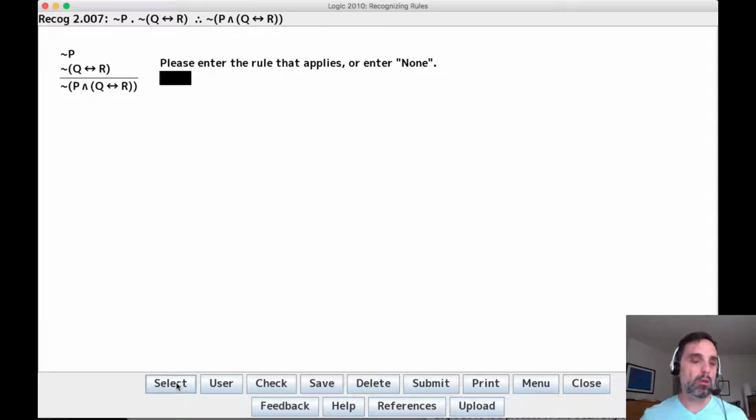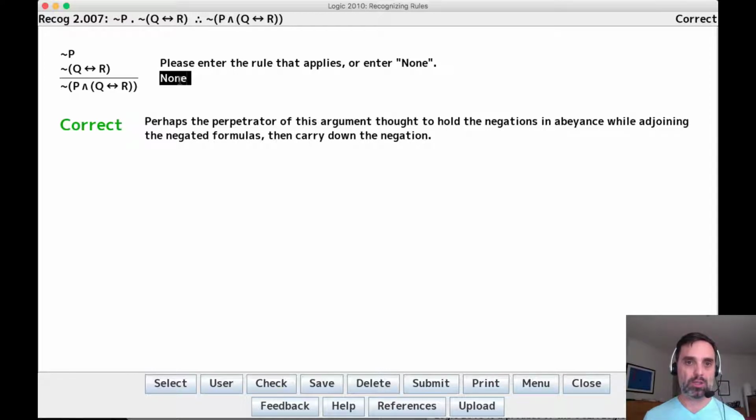Okay. Not P, not Q if and only if R, therefore not (P and Q) if and only if R. Okay, so if this is anything, it's an application of adjunction, the introduction rule for conjunctions. So is it an application of adjunction? Adjunction says if you have square and you have circle, you can write circle and square. But the conclusion of this is not circle and square. The conclusion of this is the negation of the conjunction. And so what we would need is not P and not Q if and only if R. So this is not an application of a rule.